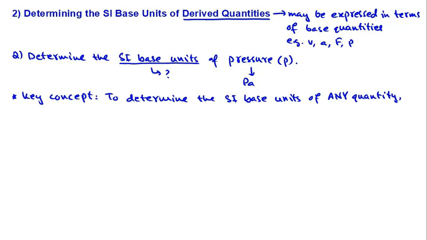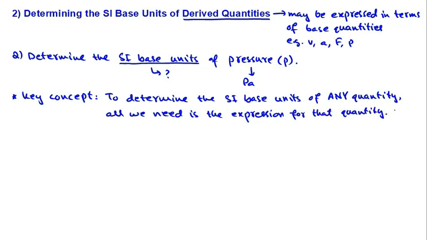all we need is the expression for that quantity. Now, to determine the SI base units of pressure, all we need is the expression for pressure. Students, we know that pressure is given by the expression F over A, where F is force and A is area. Students, the SI unit of force is Newton and SI unit of area is meter squared.